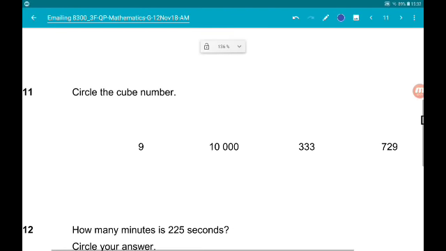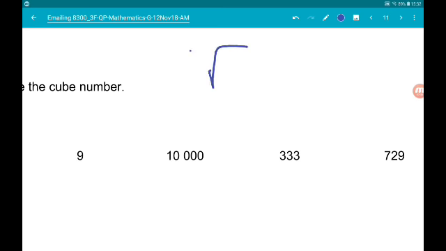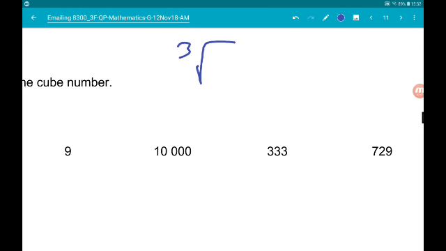Question 11. Circle the cube number. So a cube number is when you multiply a number by itself and by itself. You can use your calculator to check. You need to use the cube root button with a little 3 on it. If you put in each of these numbers, for 9, 10,000 and 333, you won't get a whole number. If you put in the cube root of 729, you will get 9. So 729 is 9 cubed. So that is our cube number.